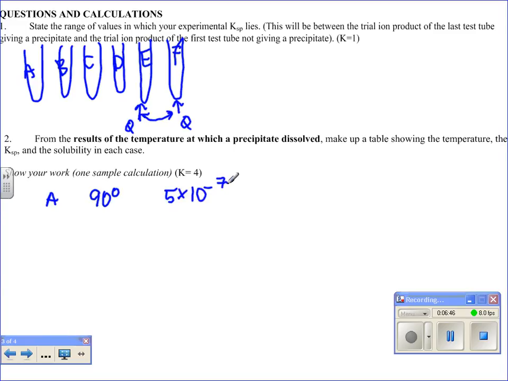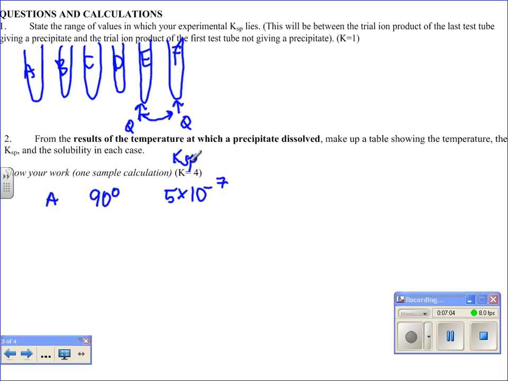Okay, so as you know, equilibrium constants are temperature dependent. And what you found here by finding the saturation point is you found the Ksp value for this particular reaction at 90 degrees Celsius.